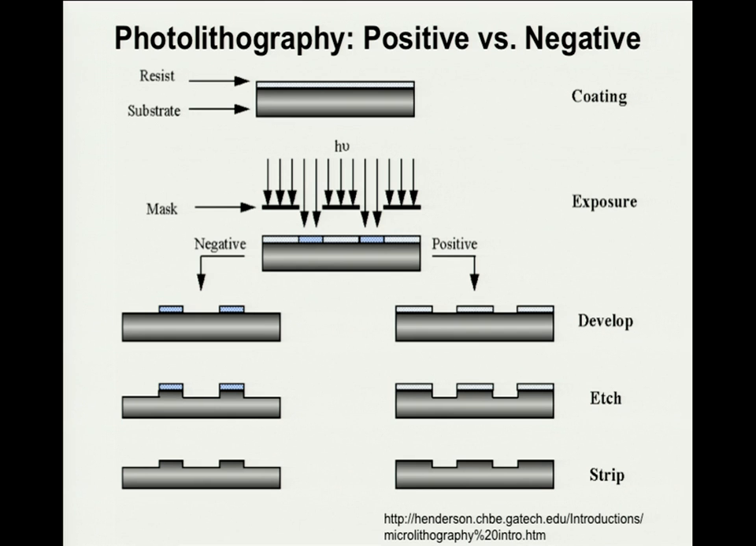In a negative resist, you harden this material that's exposed, and then you can etch the material around it or modify it or do whatever you want to it.